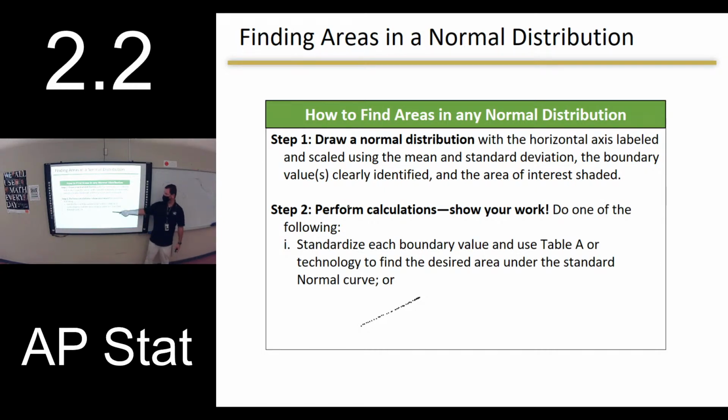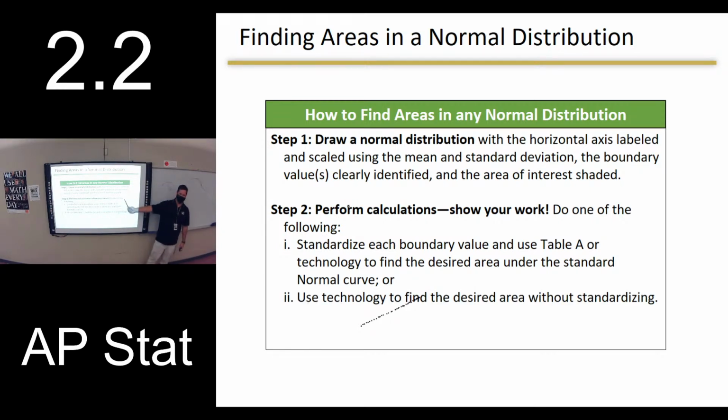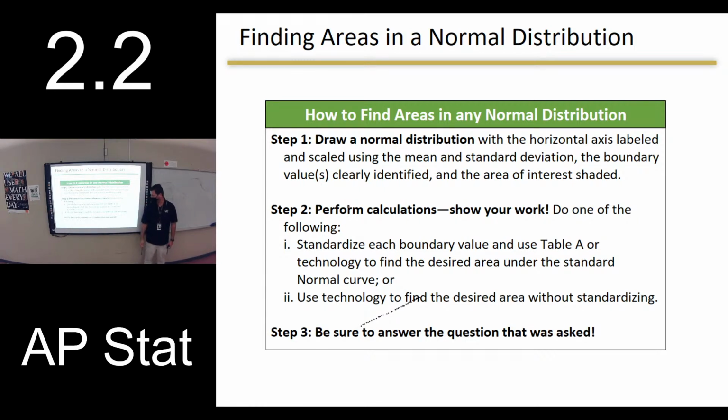It says do one of the following: standardize it using table A or use technology. Again, you don't need to write that stuff down. This is going to be pretty explainable. And then make sure you answer the question, guys. Make sure you answer the question that was asked. Sometimes we get so involved in what we're thinking we're supposed to do because we kind of get robotic. That's the process of mathematics, right? We give you an example and you do 15 of them the exact same way. Well, the same thing here. You're going to do one and you're going to do them all the same way. But sometimes the question is different. Just make sure you answer the question.